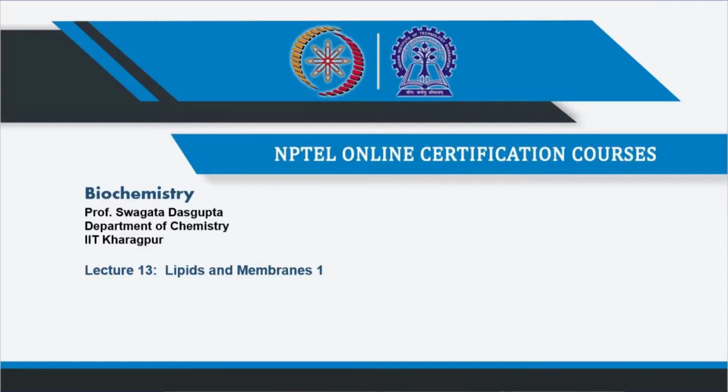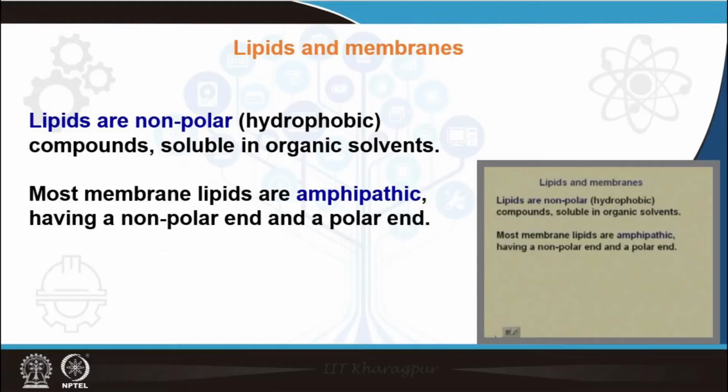In the biochemistry course, we start our discussion on lipids and membranes. Lipids are compounds that have a polar head group and a hydrophobic tail. Now, we are going to understand how these are organized into membranes and what their functions are. Basically, anything that is a non-polar, hydrophobic compound soluble in organic solvents is called a lipid.